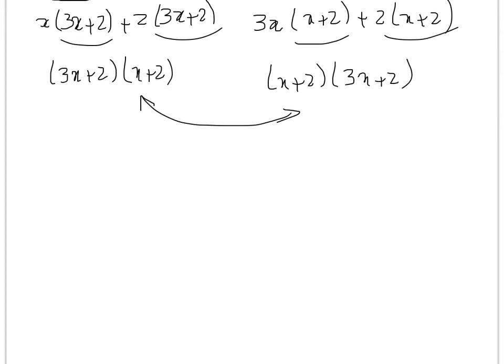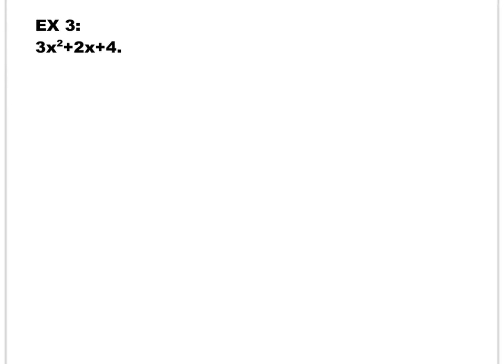Let's do another example. 3x squared plus 2x plus 4. Again, there is no common factor, so I can't use the sum and product. So AC is going to become 3 times 4, which is 12. Now I have to find two numbers with the product 12 and sum 2. The numbers that give you the product 12 are 1 and 12, 2 and 6, 3 and 4.